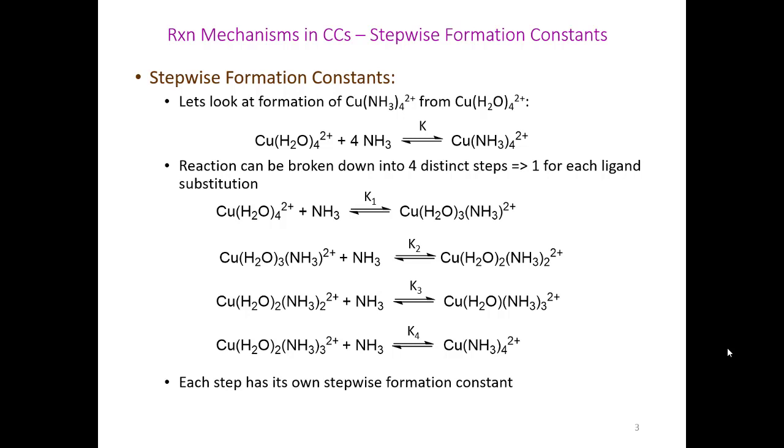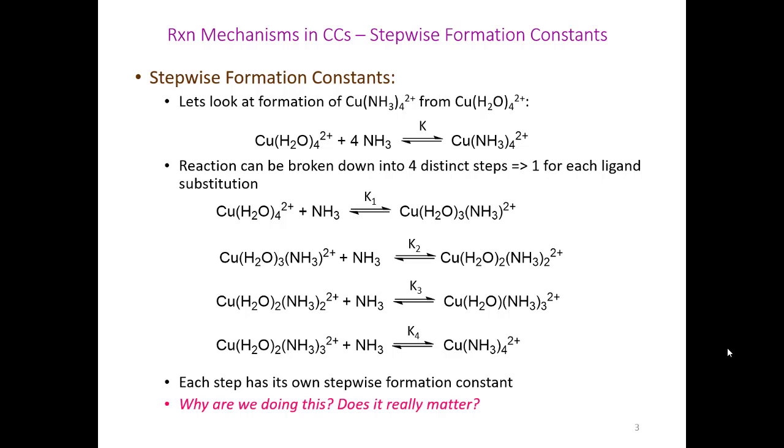So each of these stepwise reactions has its own formation constant. That's called a stepwise formation constant. And why are we doing this, right? Yes, sure, it goes in 4 discrete steps, but overall, the reaction's the same. Well, it's important to know that it is actually 4 separate reactions occurring because each successive substitution makes a different product, and then that product becomes the reactant in the next ligand substitution.